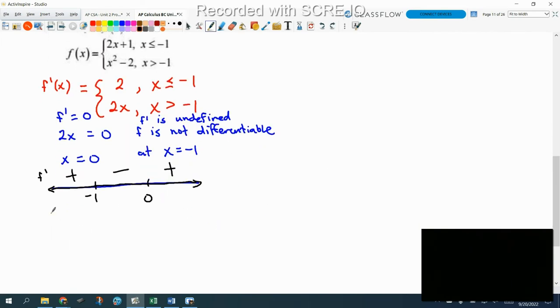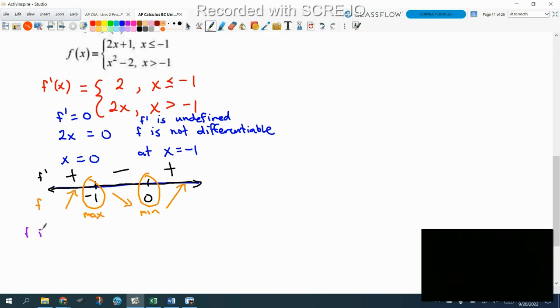All right, so we should be able to answer this. Remember that a positive derivative means that f is increasing, and a negative derivative means f is decreasing. That makes -1 a relative max and 0 a relative min. All right, so we're going to write out our justifications and then we'll sketch the graph.